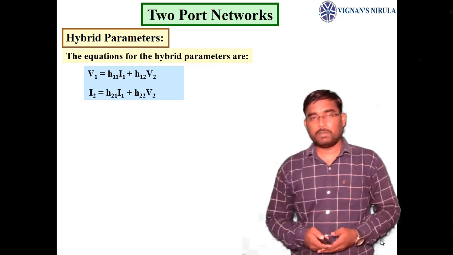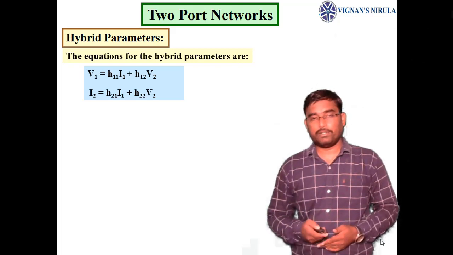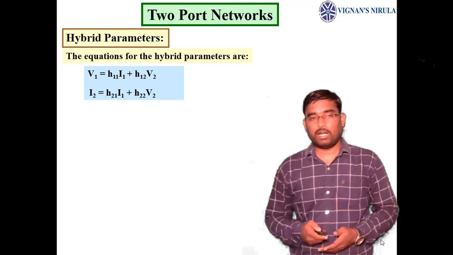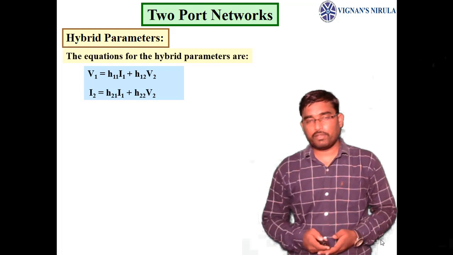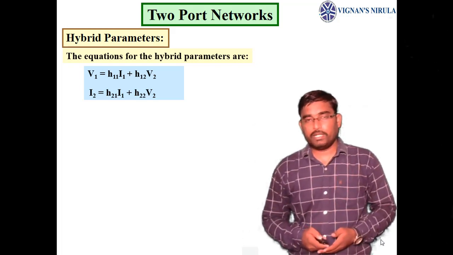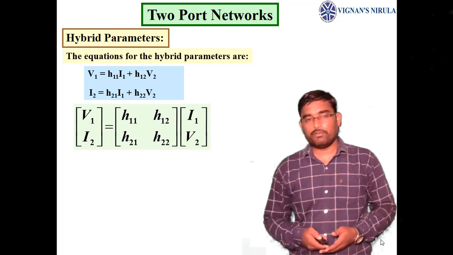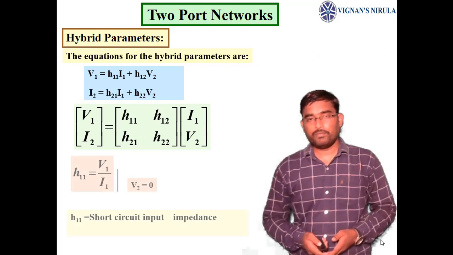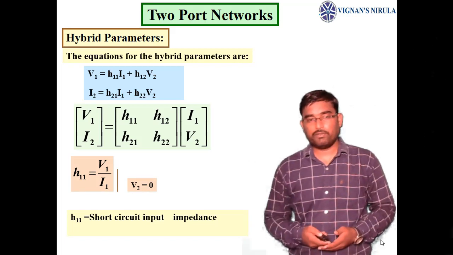That means hybrid parameters are used to express port 1 voltage V1 and port 2 current I2 in terms of port 1 current I1 and port 2 voltage V2. So V1, I2 can be expressed in terms of I1 and V2. Here the dependent variables are V1 and I2 and the independent variables are I1 and V2. If you write that in matrix format, V1, I2 equals the H parametric matrix H11, H12, H21, H22 times I1, V2.